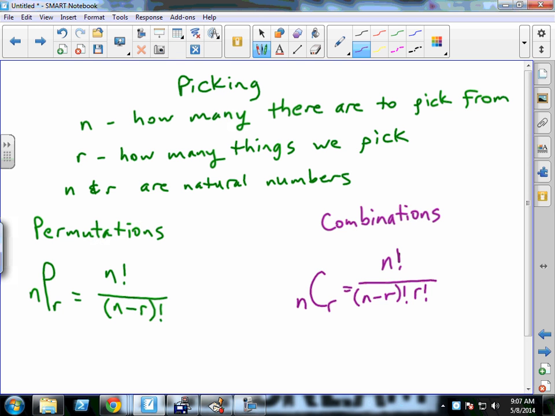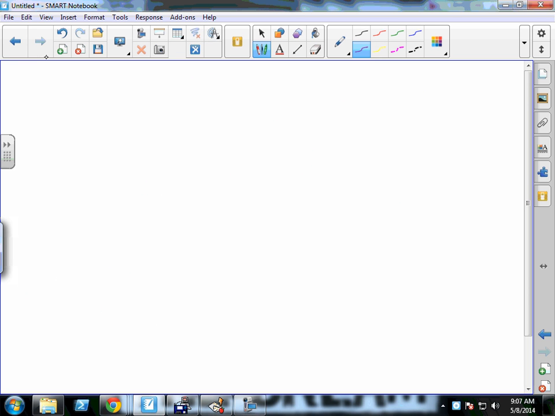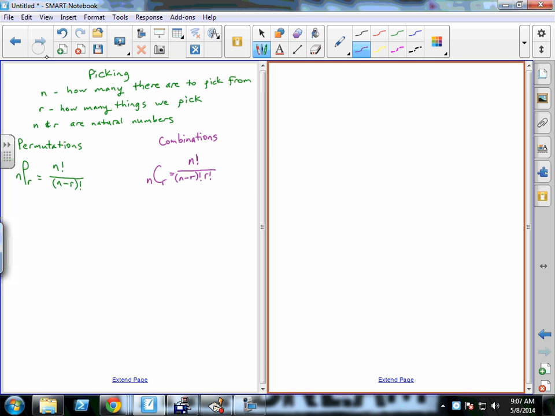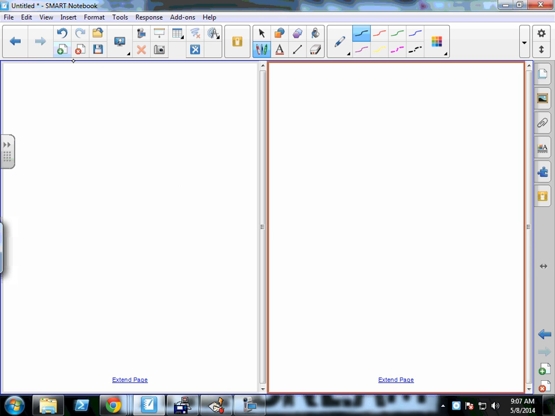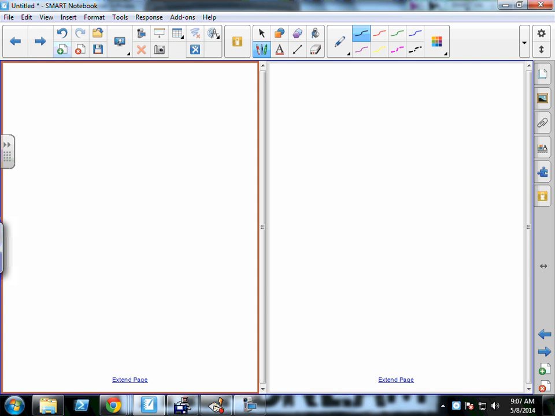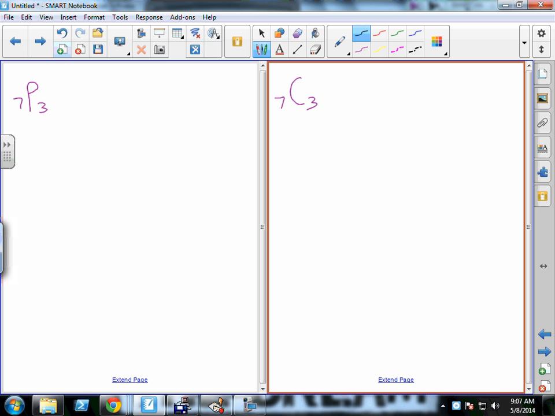How's everybody doing so far, okay? Well, let's see these two things in action. And we're going to put these in action side by side just to kind of see how these compare. I guess what I'll do is I'll go split screen. Split screen. Let's find 7, choose 3. I want to start with the P's, I'm sorry for that. I'll start with 7, P3. Over here we'll do 7, C3.